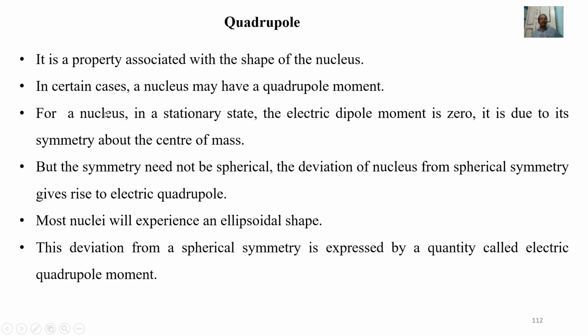For a nucleus in a stationary state, the electric dipole moment is 0. It is due to its symmetry about the center of mass. But the symmetry need not be spherical, so there will be some deviation. The deviation of nucleus from spherical symmetry gives rise to electric quadrupole. Most nuclei will experience an ellipsoidal shape. This deviation from a spherical symmetry is expressed by a quantity called electric quadrupole moment.